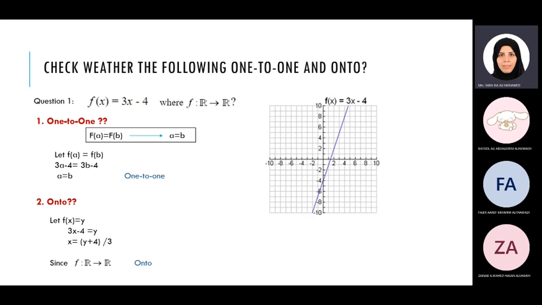So this is how we check mathematically, or how to check it from the drawing of the graph.